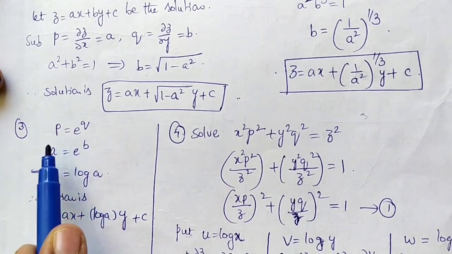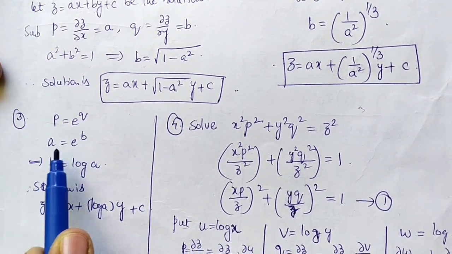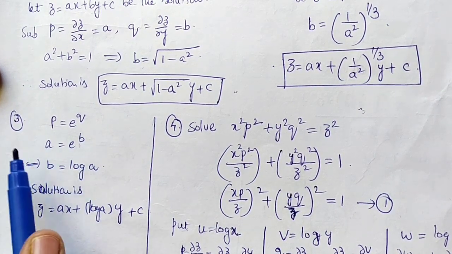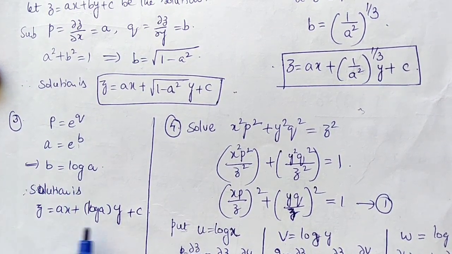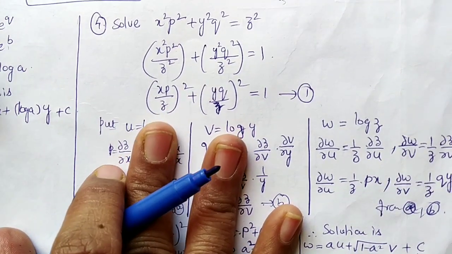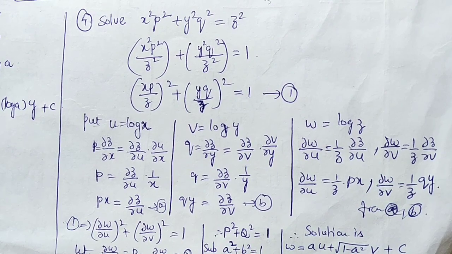Similarly, one more question. p equals e power q, means a equal to e power b. How to calculate the b value? b equal to, if you remove e, log a. Therefore z equals ax plus log a into y plus c. One more question, if you observe, it's a very important question.